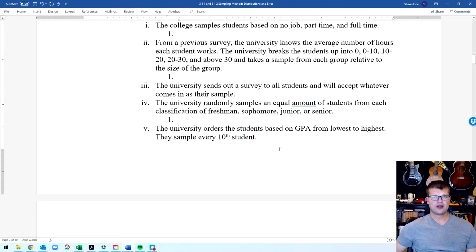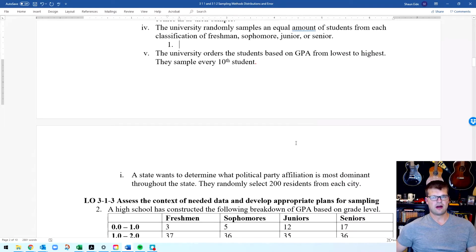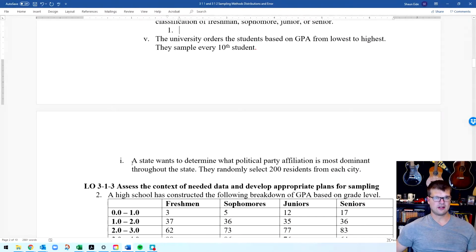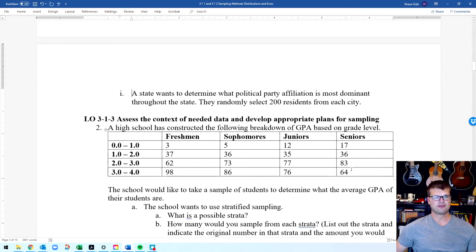The university orders the students based on GPA from lowest to highest. They sample every 10th student. And then last, this is not part of that question. A state wants to determine what political party affiliation is most dominant throughout the state. They randomly select 20 residents from each city. And so what is that?